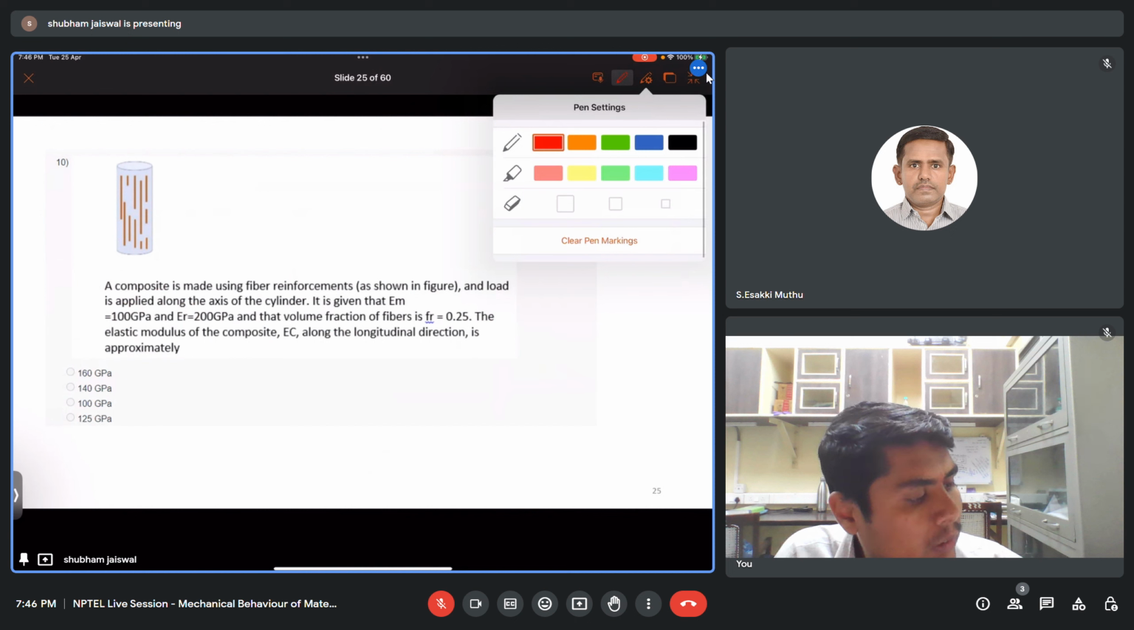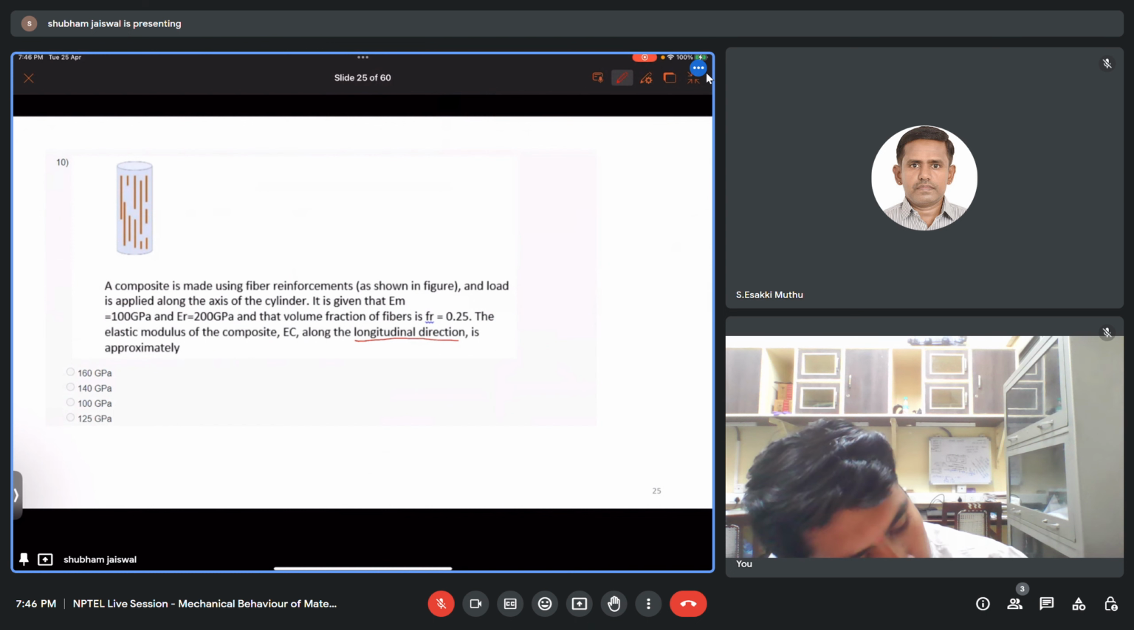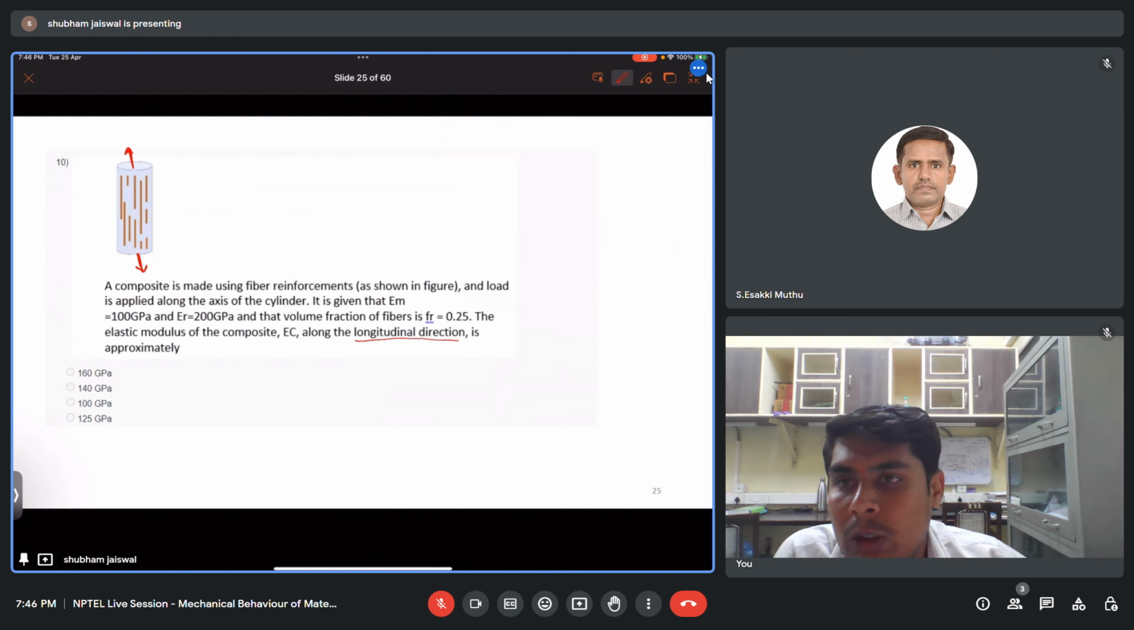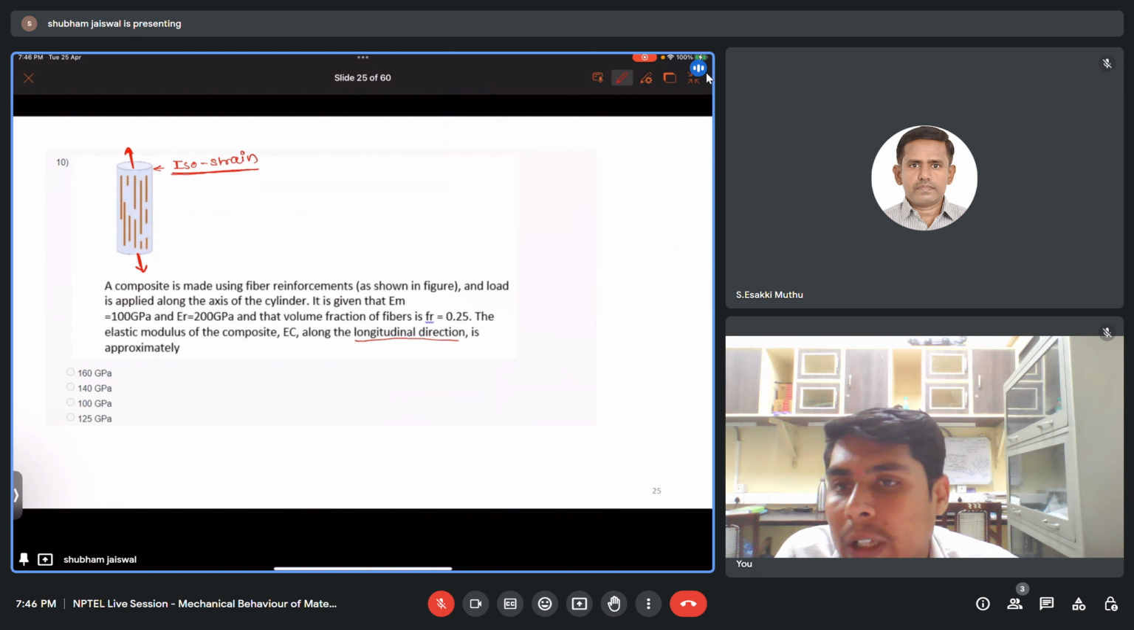Okay, let's see. Suppose they are asking us to load in the longitudinal direction. This is our longitudinal direction, meaning along the length. In this case, the reinforcement is getting the same strain as that of our matrix. So the strain is the same. This is the condition of isostrain. If the strain in the reinforcement and the matrix is the same, then that condition belongs to isostrain.